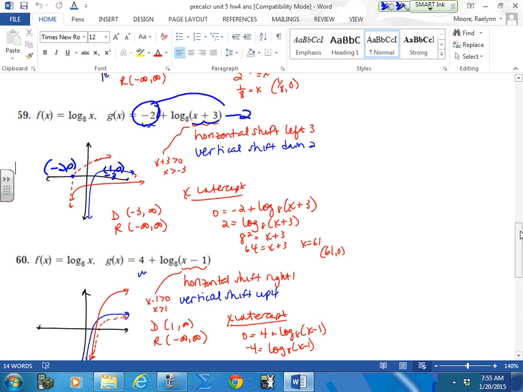So now you're going a horizontal shift left 3 and a vertical shift down 2. You're just moving this guy down 2. Okay, this one we can follow, but the x-intercept we won't be able to follow. So you've changed your domain. You were from 0 to infinity. You dropped it 3 down. You changed your asymptote along your x equals 0. You moved that over 3. There's your new asymptote.